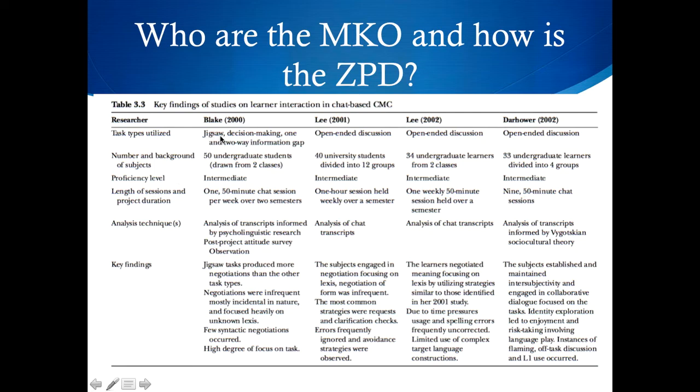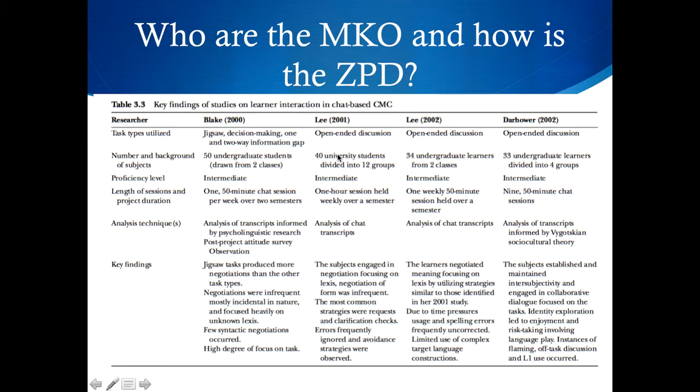The task is by using jigsaw, and then decision making, and also to weigh information gap. Jigsaw can be done without grouping. And then decision making can be done individually, but sure, you have to make it into group discussion first until you decide something, right? So in this case, we have jigsaw, negotiation, and then few syntactic negotiation and high degree of focus on task. So the more knowledgeable others here are students, among students.